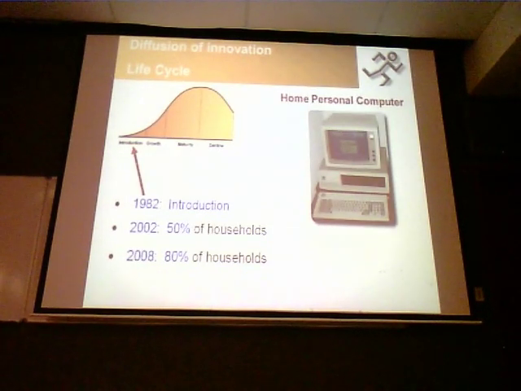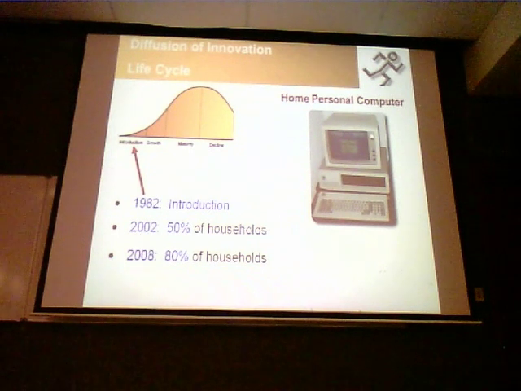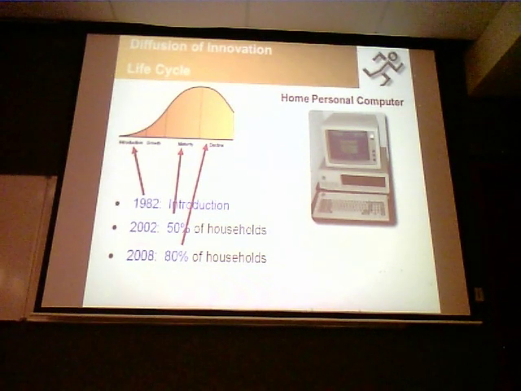Here's the PC, released in '82. It was much slower. 22 years later it got to 50% of that life cycle curve, and then by 2008, in about 6 years, it jumped to another 30%. What made it jump so quickly after 2002? The internet, absolutely, the internet.